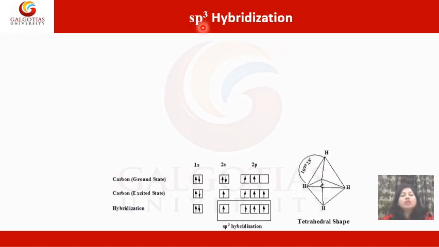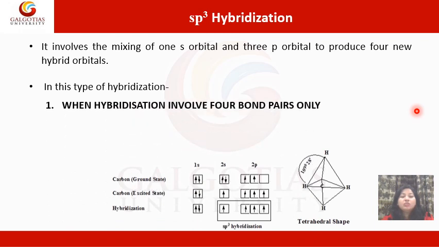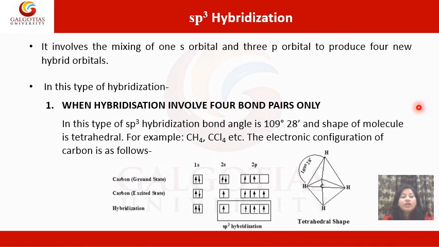Next, we discuss sp3 hybridization. It involves the mixing of one s orbital and 3 p orbitals to produce four new hybrid orbitals. In this type of hybridization, there are three possibilities. Number 1, when the hybridization involves 4 bond pairs only. In this type of sp3 hybridization, the bond angle is 109 degrees 28 minutes and the shape of the molecule is tetrahedral. Methane and carbon tetrachloride are examples of sp3 hybridization.